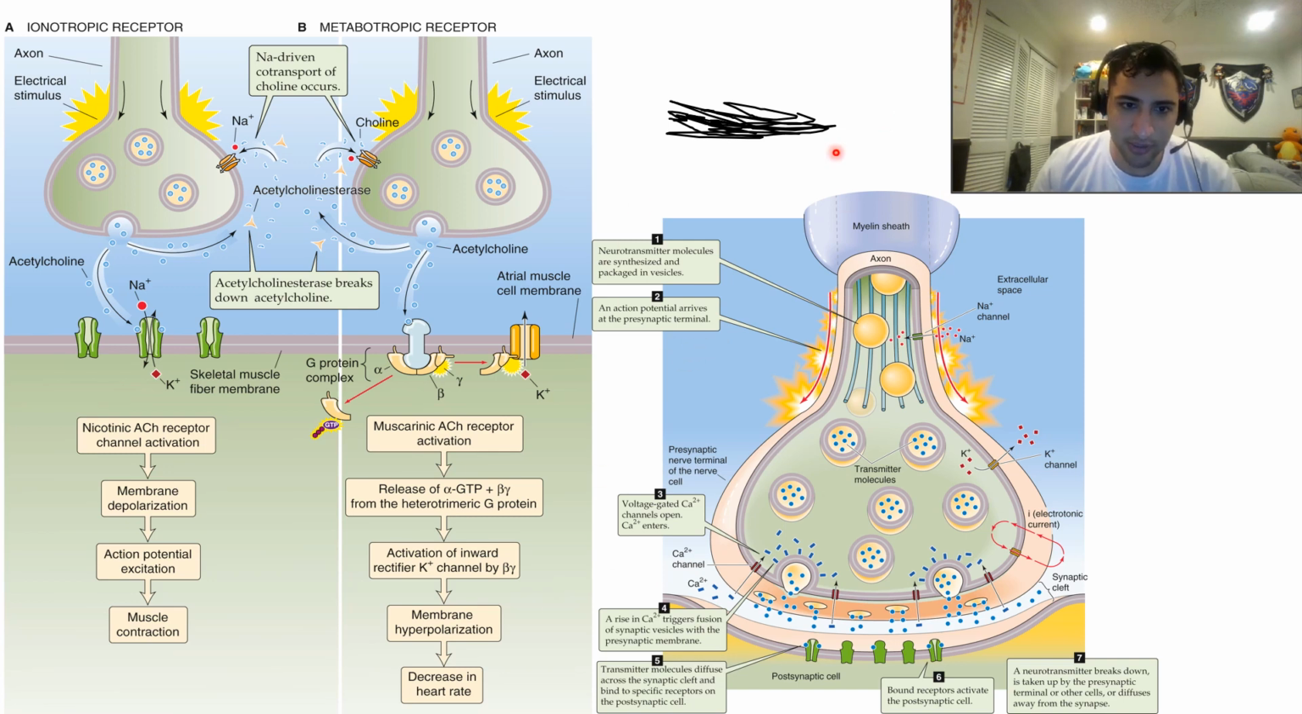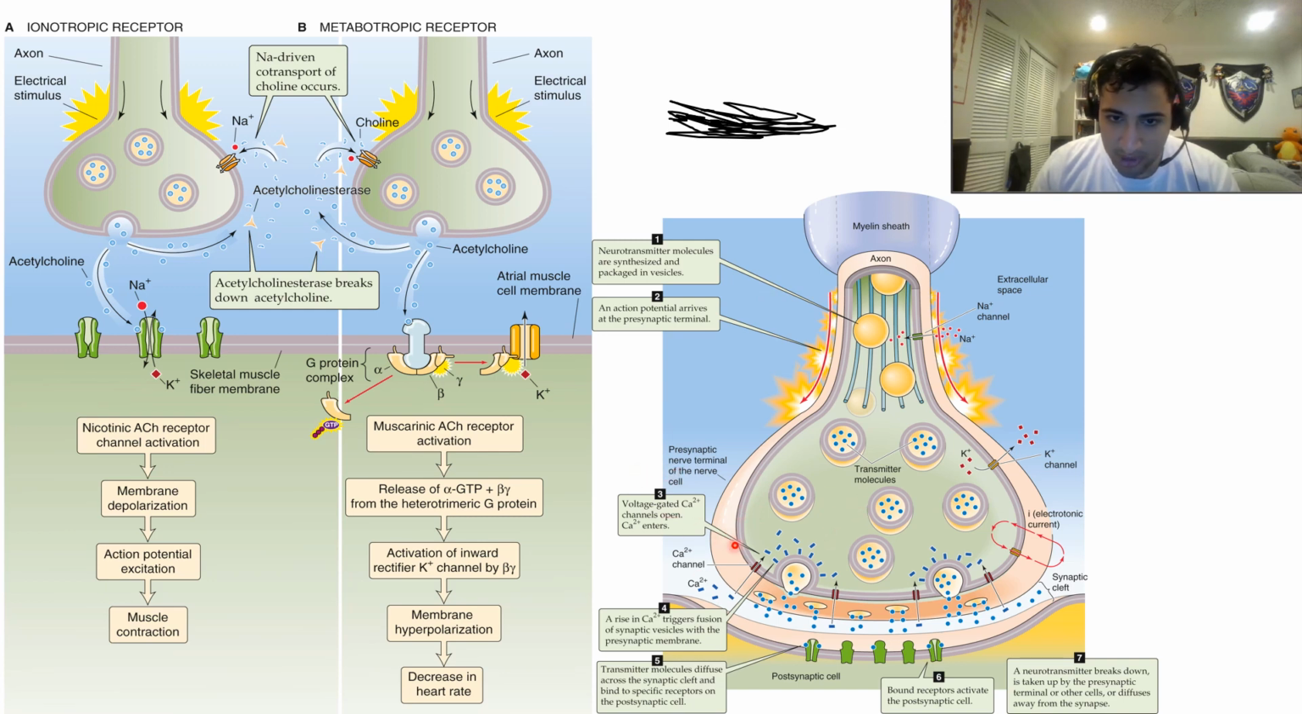Once the action potential comes through, that's going to cause opening of voltage-gated calcium channels. Now, why are they called voltage-gated calcium channels? The reason they're called that is because they're gated to the voltage. So when the action potential arrives and depolarizes this membrane, that will allow the calcium channel to open.